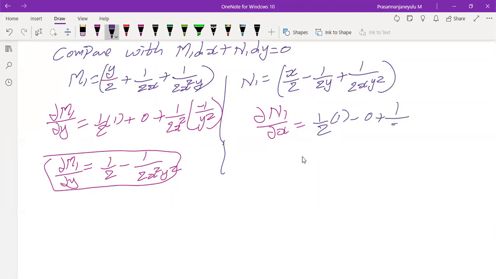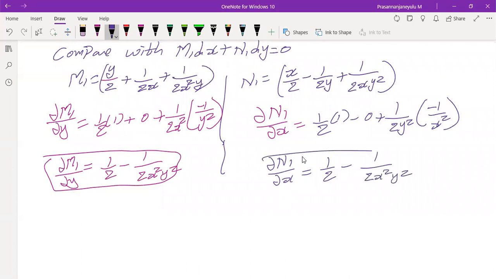Here 1/(2y²) is constant. The differentiation of 1/x is minus 1/x². So on simplification, we'll get ∂N1/∂x equals 1/2, sorry, not plus, it is minus 1/(2x²y²).